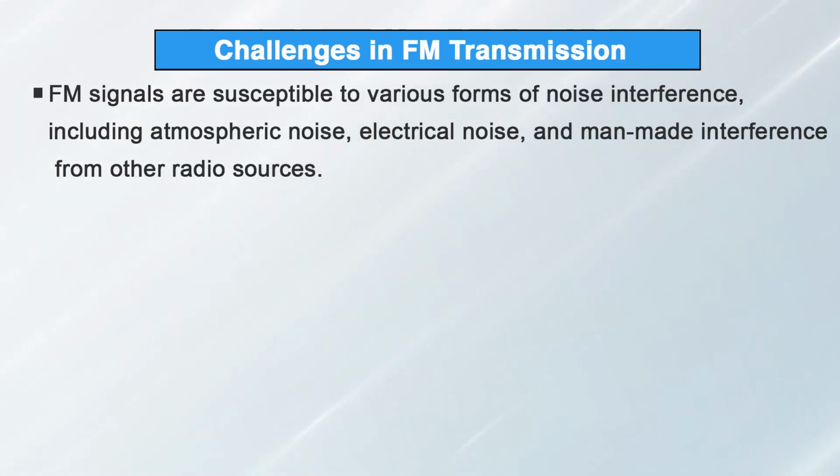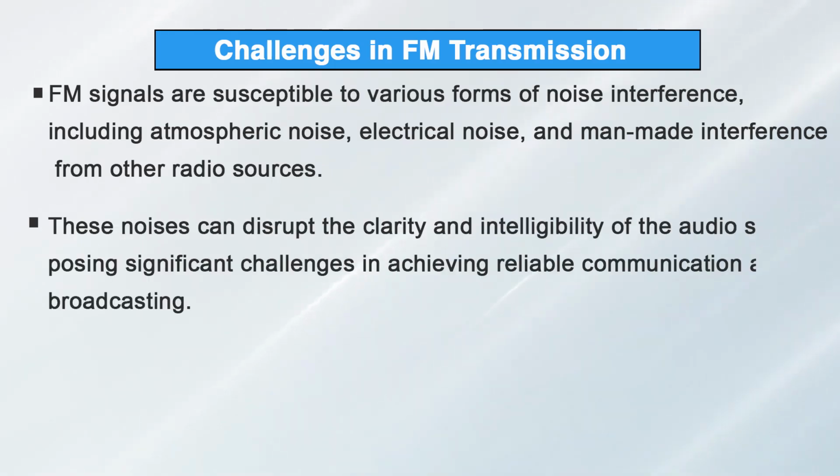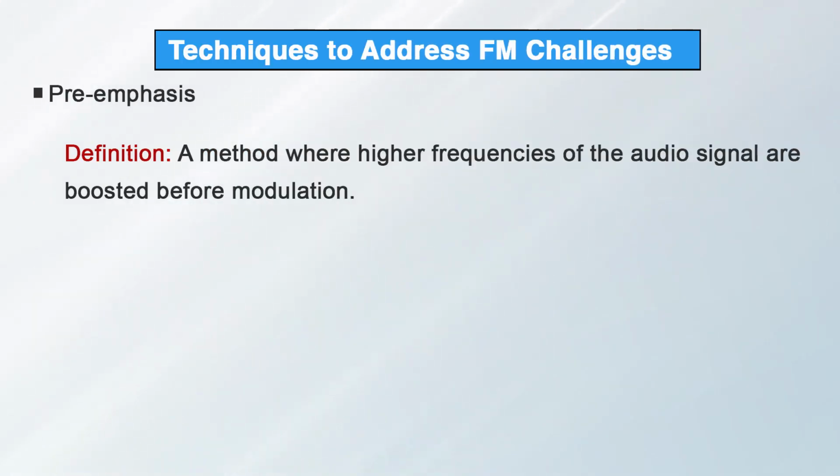Additionally, FM signals are susceptible to various forms of interference, including atmospheric noise, electrical noise and man-made interference from other radio sources. This noise can disrupt the clarity and intelligibility of the audio signal, posing significant challenges in achieving reliable communication and broadcasting. To address this challenge, engineers have developed specific techniques such as pre-emphasis and de-emphasis.